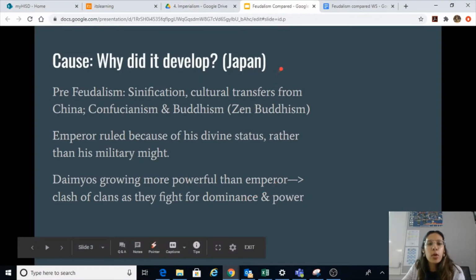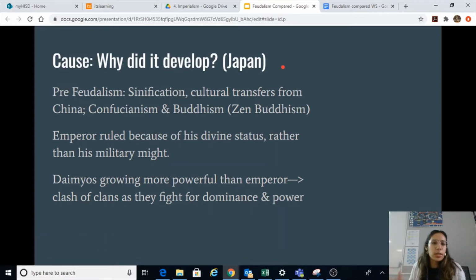All right, let's take a look at why Japan developed feudalism during this time period. Before feudalism, Japan was absorbing lots of cultural features from China. Remember, sinification is that big word that we learned. We had Confucianism and Buddhism come from China. Buddhism morphed into a branch of Zen Buddhism that's basically going to be the dominant form of Buddhism in Japan.